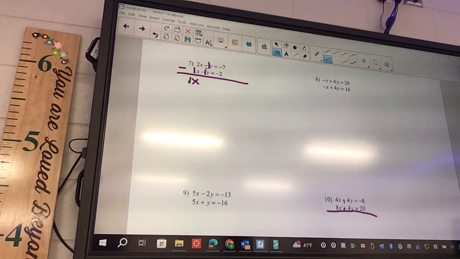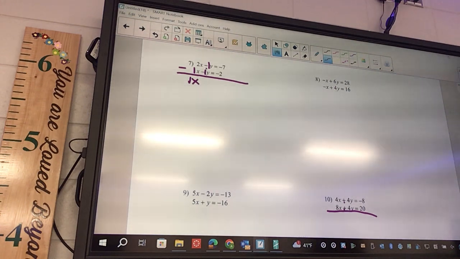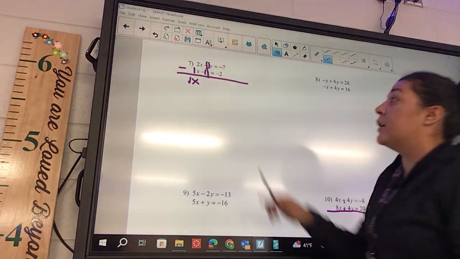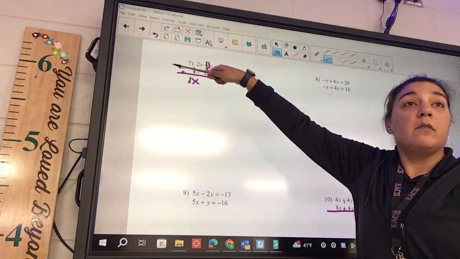Did you type it on your calculator? You didn't. -1 minus -1. 0. So that again, that's how it cancels. Okay, and then the same thing you're going to do with this one. -7 minus -2. -9.